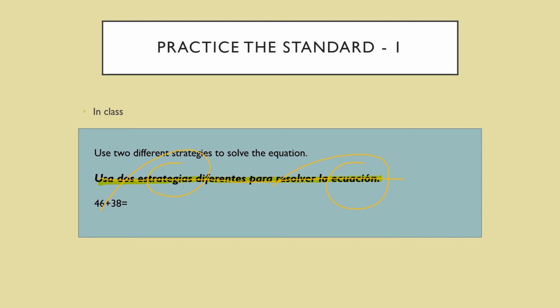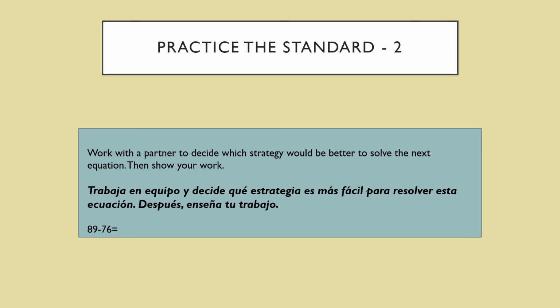And also, another way to practice the standard is to have them work with a partner, because part of the standard is that they can use different strategies successfully. So one thing that I also want them to do is to practice with a partner. So it's also an opportunity for them to work in a group. They need to discuss which strategy would be better to solve the equation. And then they have to show their work.